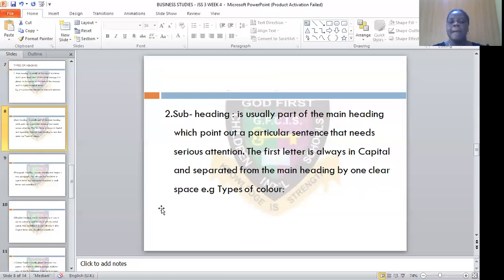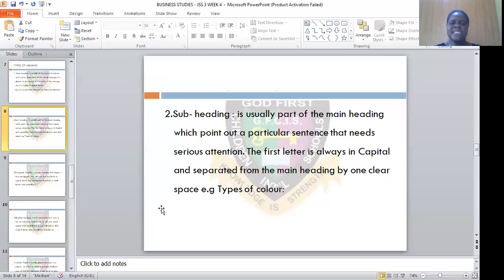Let's move to another type of heading, which is the subheading. I told you that when you are reading some letters, you see that some have a particular main heading. Then when you are reading it, you see some subsequent small heading points. Those small points can be said to be subheadings, and they are usually part of the main heading, but they come out as points under the main heading. Are you with me? They are points that you want readers to seriously pay attention to. The first letter is always in capital letter. You can type the other ones in small letters so that it will be clear.